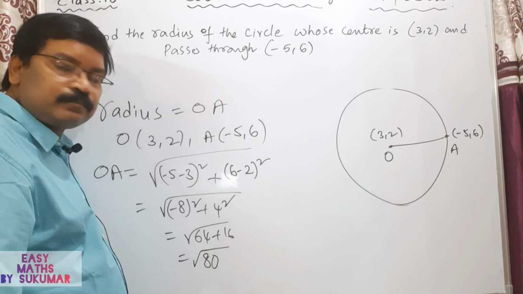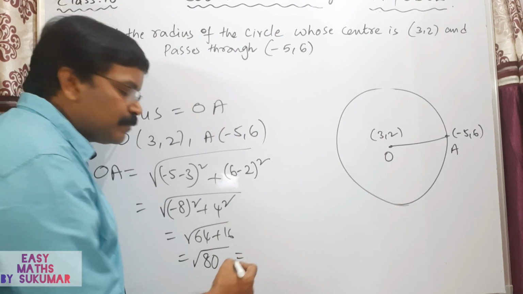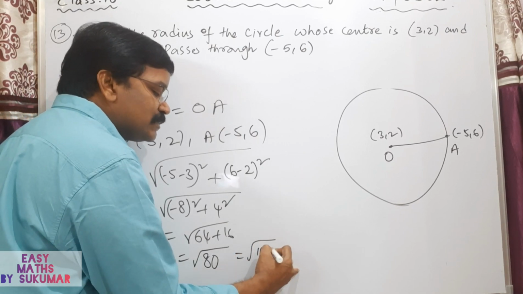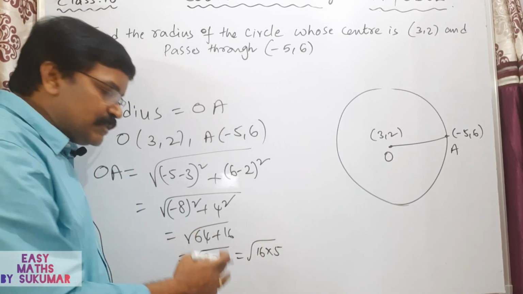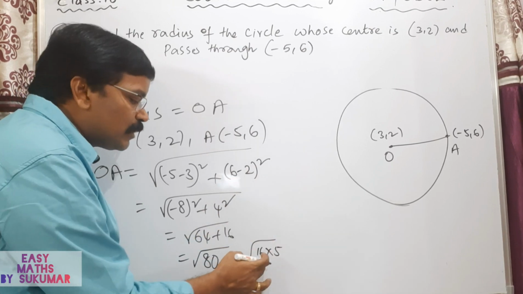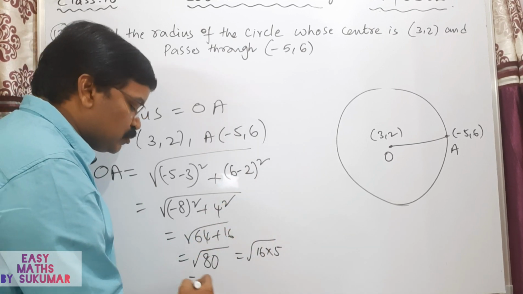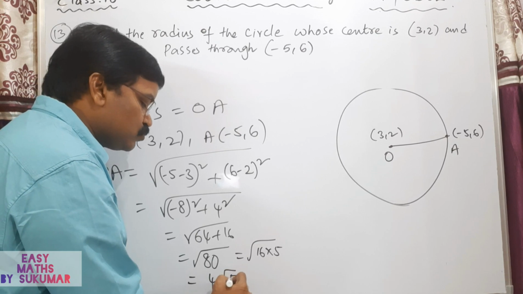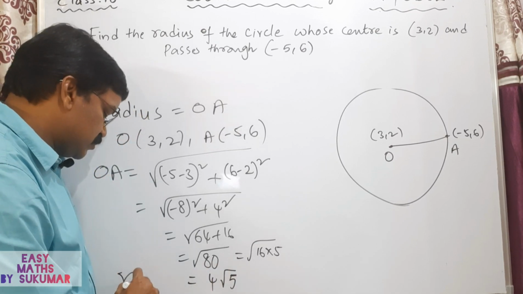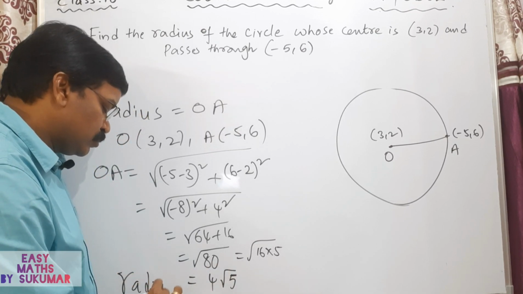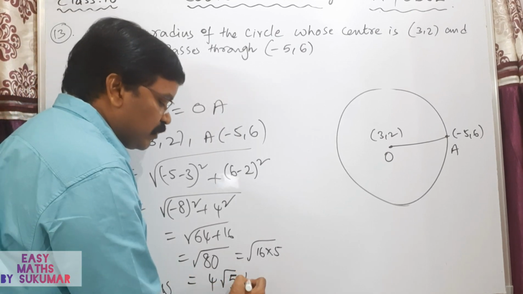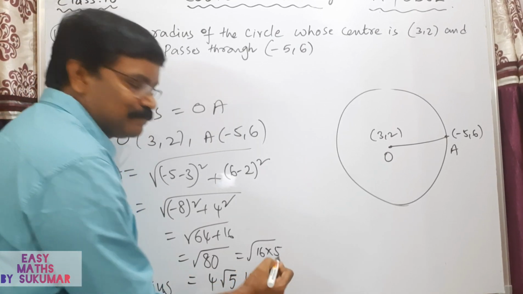80. So this 80 can be written as 16 times 5, because 16 into 5 is 80. So what is the square root of 16? That is 4, and this is root 5. So this radius is equal to what? 4 root 5 units.